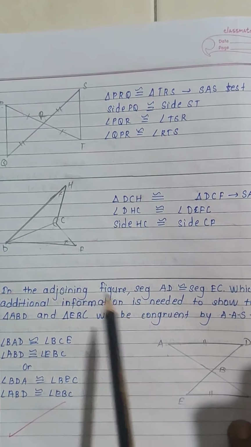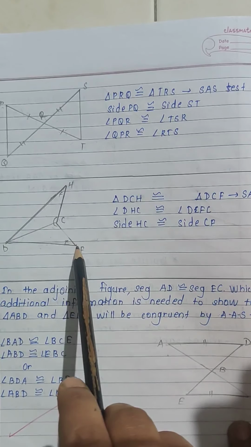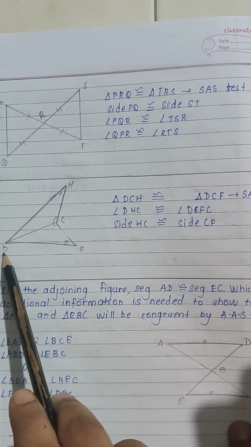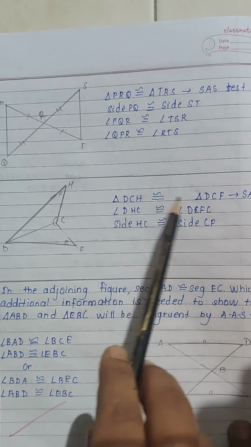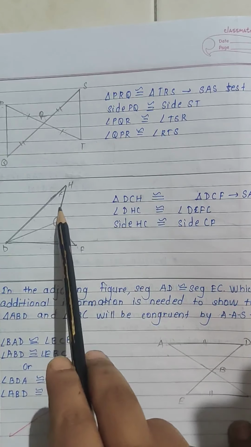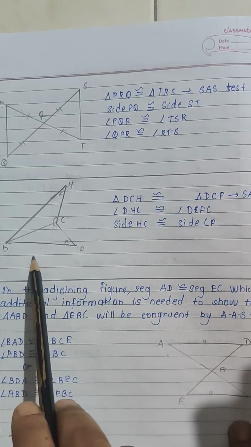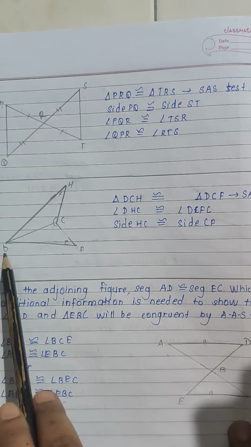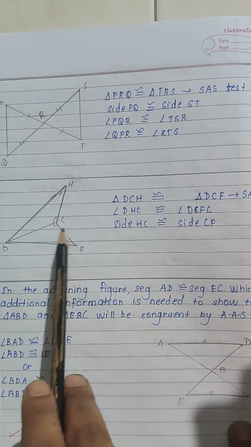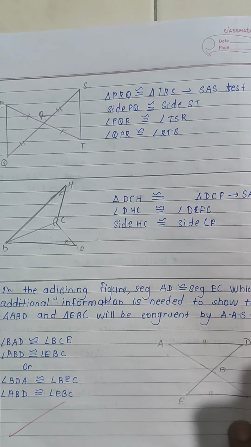And lastly, in these two triangles, they've shown there are two angles which are having identical marks, and DC is a common side. So we can say these two triangles are congruent by side angle test or angle side test. And the remaining parts of congruence are angle DHC and angle DFC, and side HC and side CF are congruent to each other. This was all about the first question.